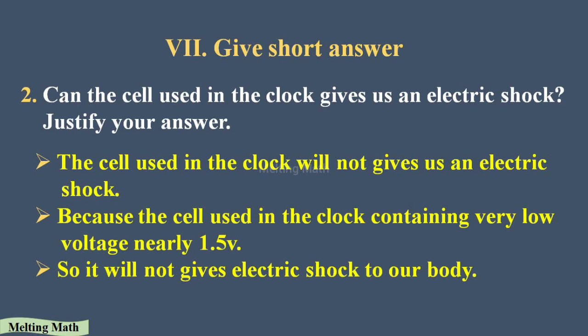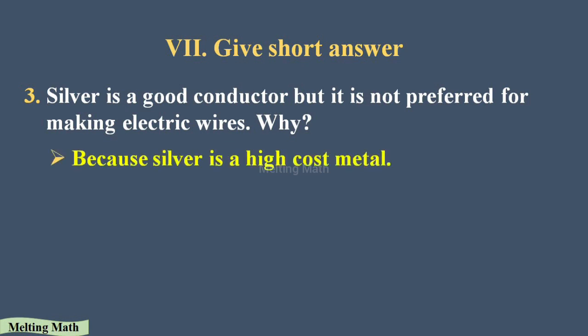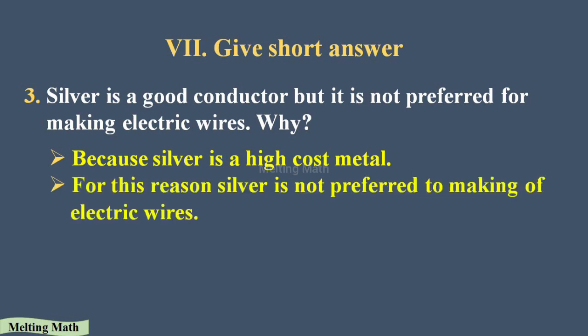Next is the third one. Silver is a good conductor, but it is not preferred for making electric wires. Why? Because silver is a high cost metal. For this reason only, silver is not preferred for making electric wires.